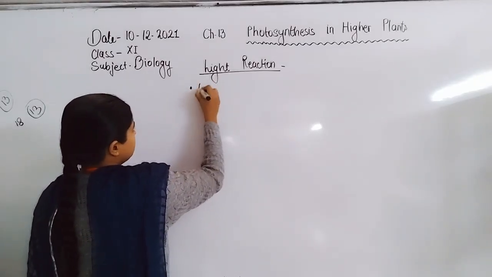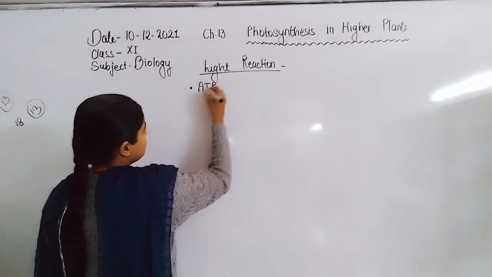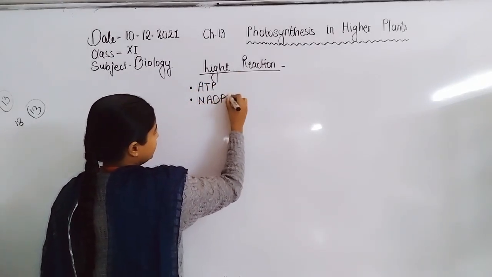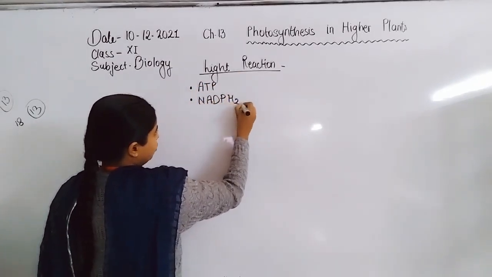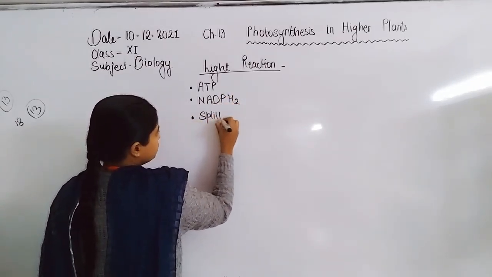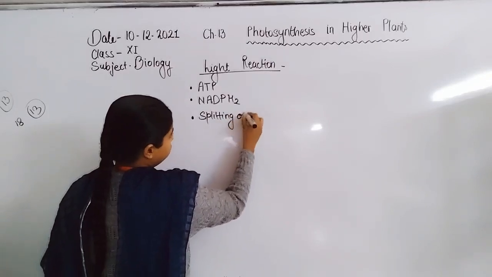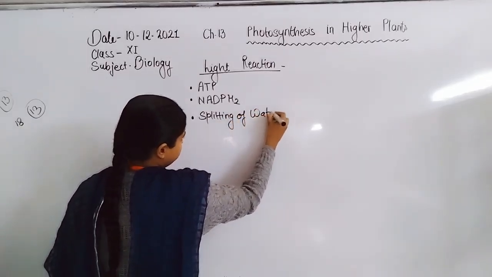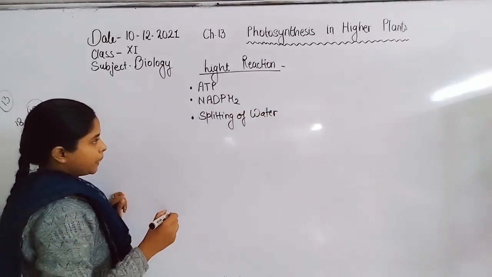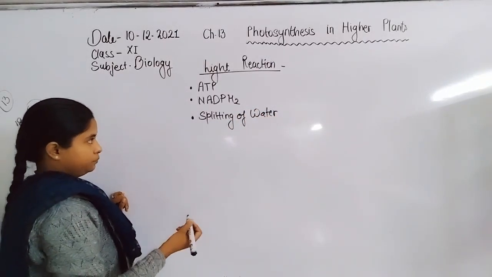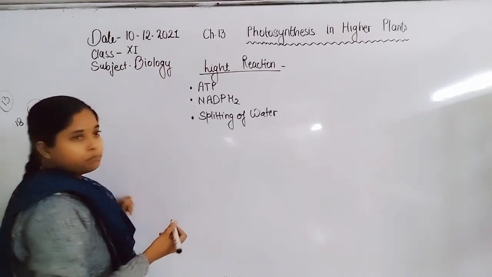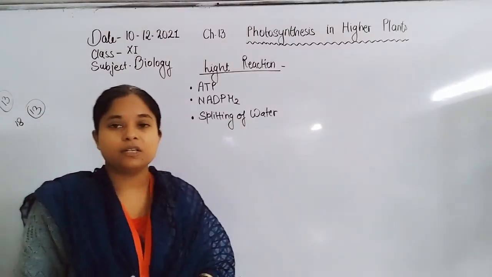The products are ATP synthesis, NADPH2 synthesis, and the splitting of water takes place in the reaction. So this is the main process of the light reaction.